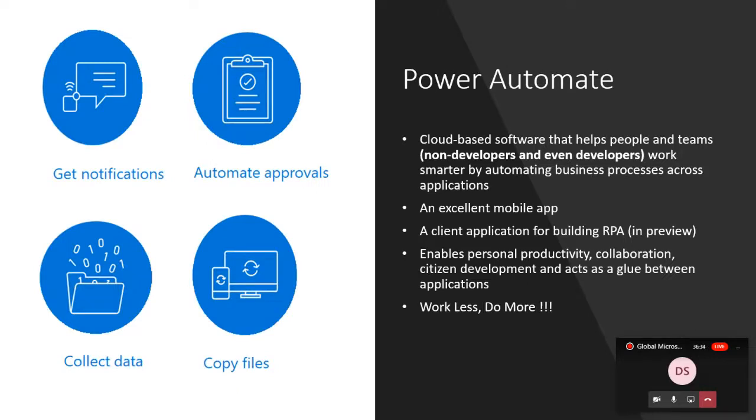Okay, so what can we do with this thing? Primarily, it's a cloud-based tool which allows us to automate tasks and processes. When we edit our flows, we tend to do that in a browser view, although there is an excellent mobile app where you can also author and kick off flow instances. And there is now a client application, which is in preview, for a new thing called robotic process automation, which is all about screen scraping forms from legacy systems and things like that, which we're not going to cover today.